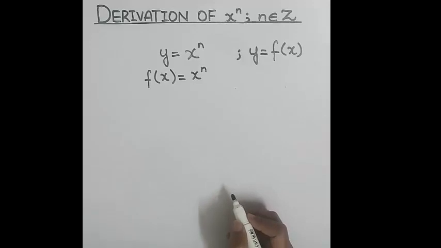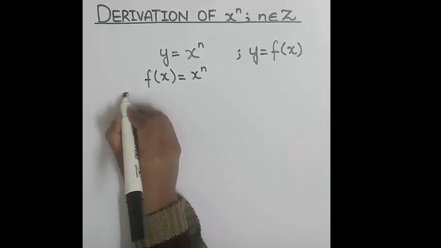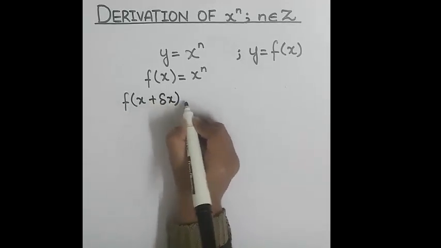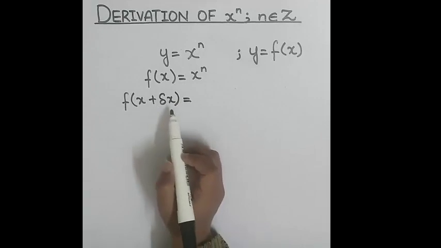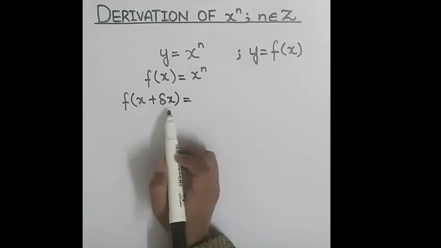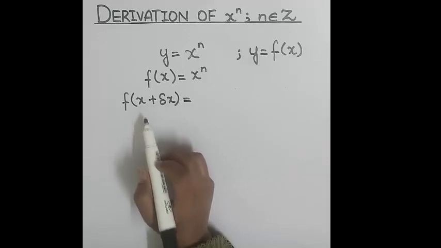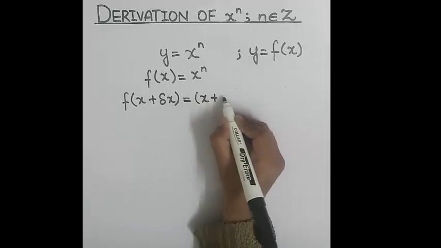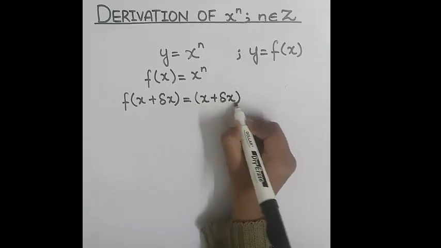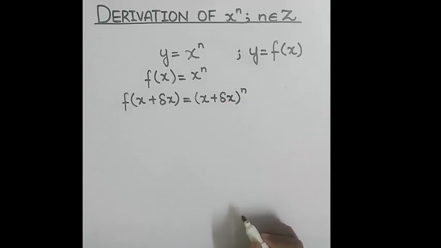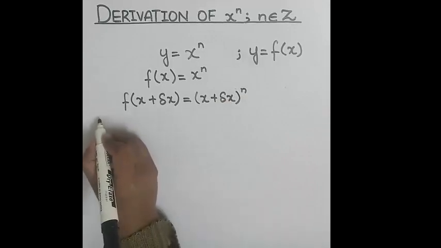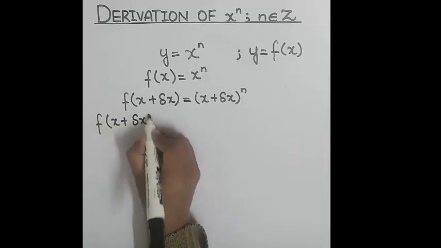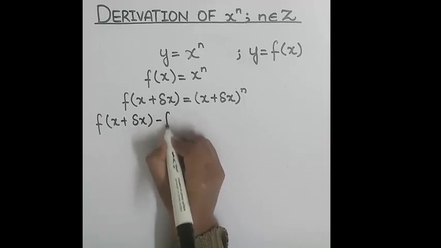Ab initio method's first rule says f of x plus delta x, which means add delta x in the value of x, and delta x is the small change in the value of x. Add delta x in the value of x on the other side also. The second step is to find f of x plus delta x minus f of x.